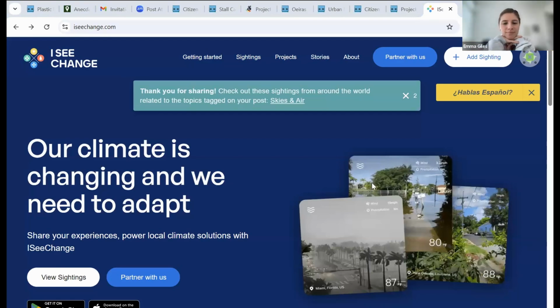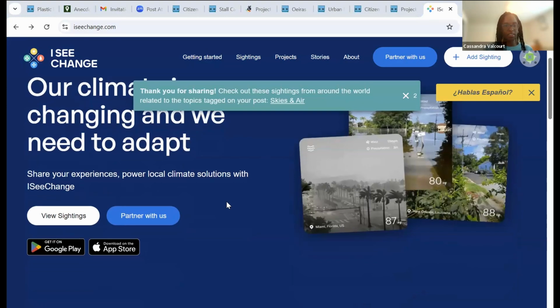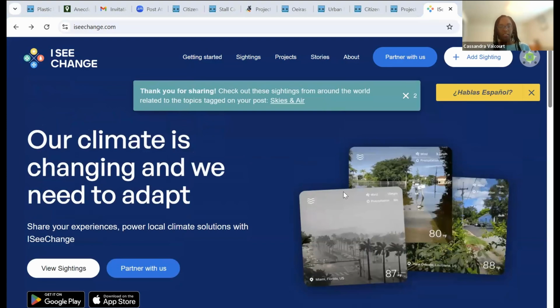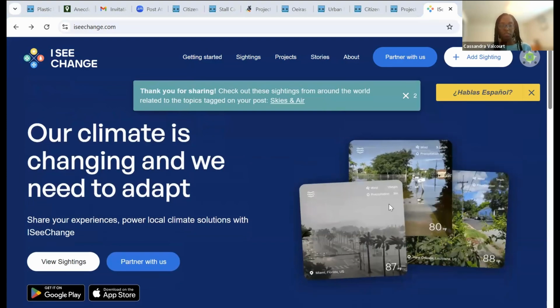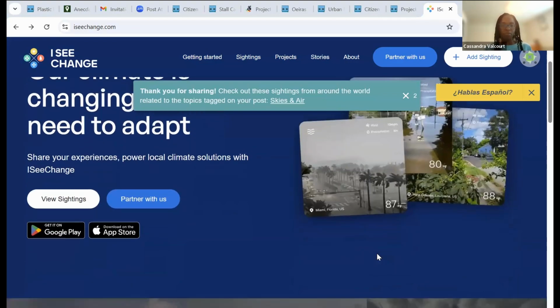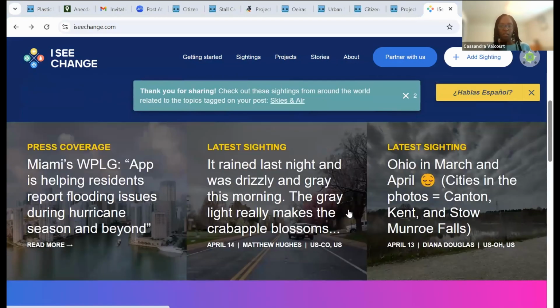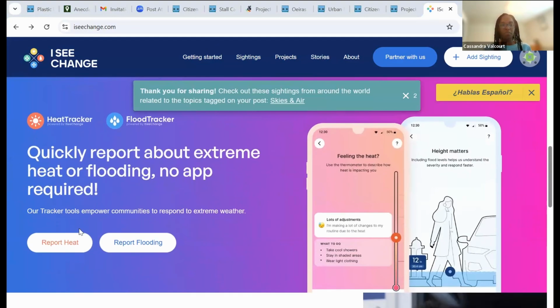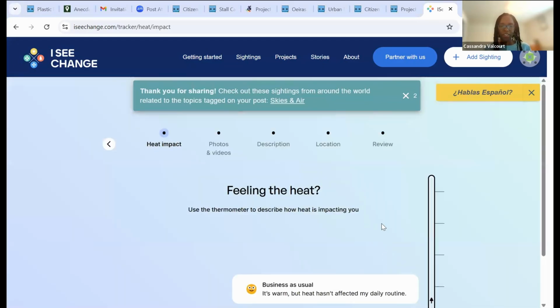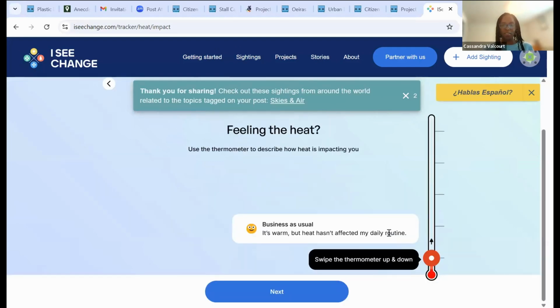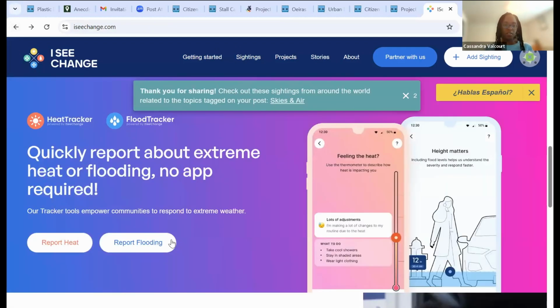Mhm. Okay, great. Yeah, so this is the website. This is ISeeChange, and then here is where you can download it on your phone. Basically, you take pictures or videos of what you observe. So you see these screenshots of different locations of flooding or maybe wildfires or anything that you see, and it's global, so you can see what people post from all over. They also have a heat and flood tracker, so if it's hot in the summer, you can report how many days it's been hot and how the heat is impacting you, or vice versa for flooding.